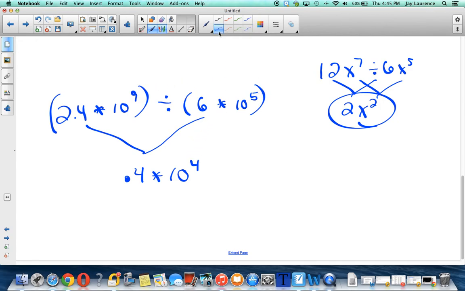I'm not in scientific notation because my number is not greater than or equal to 1 and less than 10 at the same time. It's not between those two. So I need to make this bigger, right? I need a number between 1 and 10. So I'm going to multiply by 10 here, 10 to the first. But if I multiply this part of the number by 10, I have to divide this part of the number by 10. And so when I do that, I'll get 4, and I can do that if you like, times 10 to the 3rd.